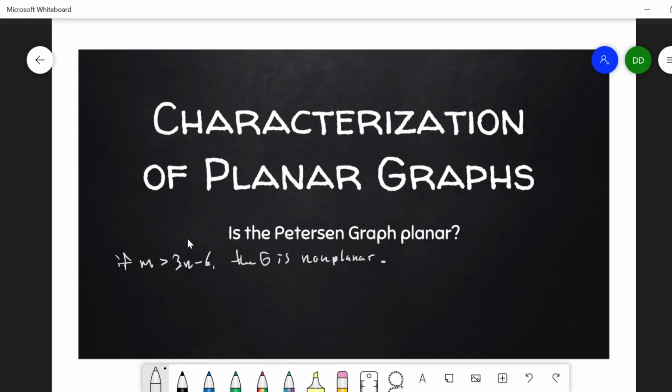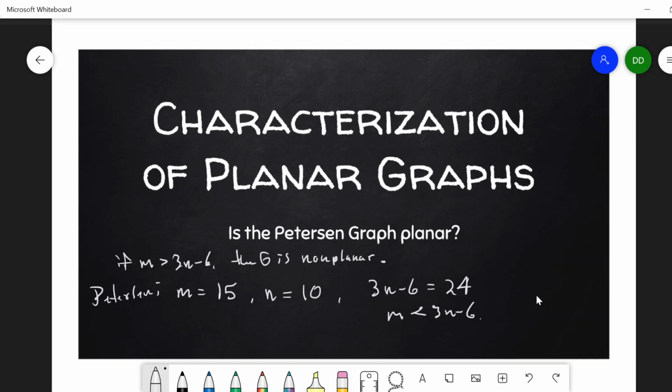So the Petersen graph, for example, let's see. In the Petersen graph, m is equal to 15, n is equal to 10, and so 3n minus 6 is 24, and here we have m is strictly less than 3n minus 6. Again, this doesn't mean that P is planar or not, it just means it didn't pass this test to be non-planar. So we have this question, is it planar or not?